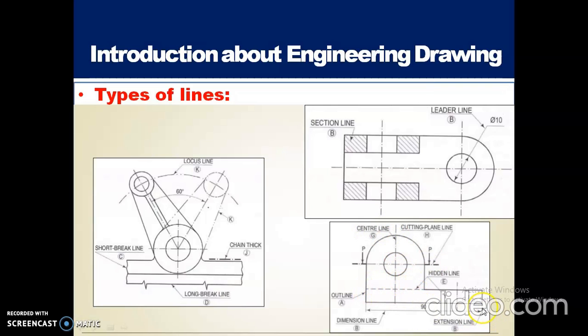Here this line is called extension line. This line is called dimension line. This is the main object, the outline or outer edges of the object. This is a long break line. So these are some of the lines generally used in the drawing. This is a center line. Dash dot, dash dot, dash dot. Center line.